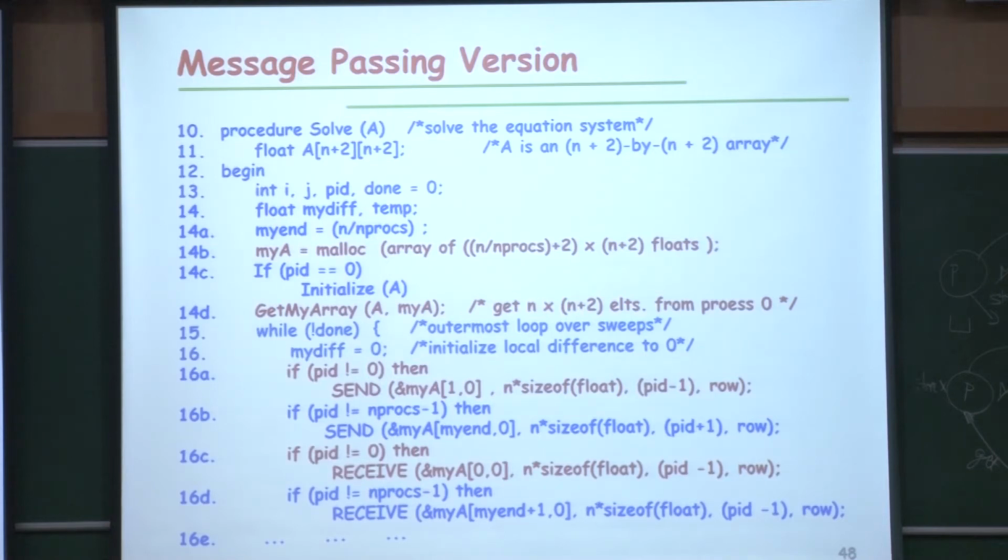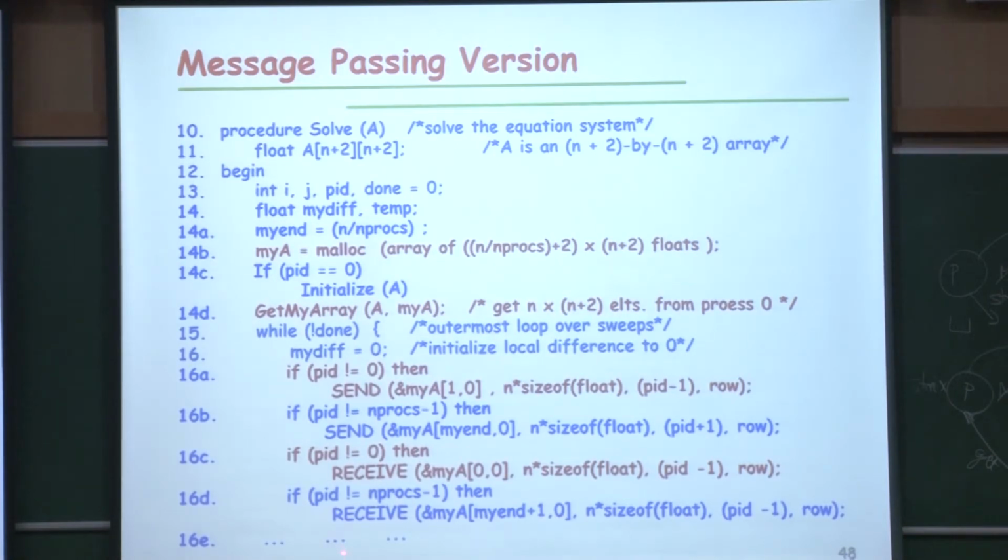Now, if I am not the first process, then I must receive both my top row as well as my bottom row, the ghost rows. If I am not the last process, then I have to receive both the top rows and bottom rows.